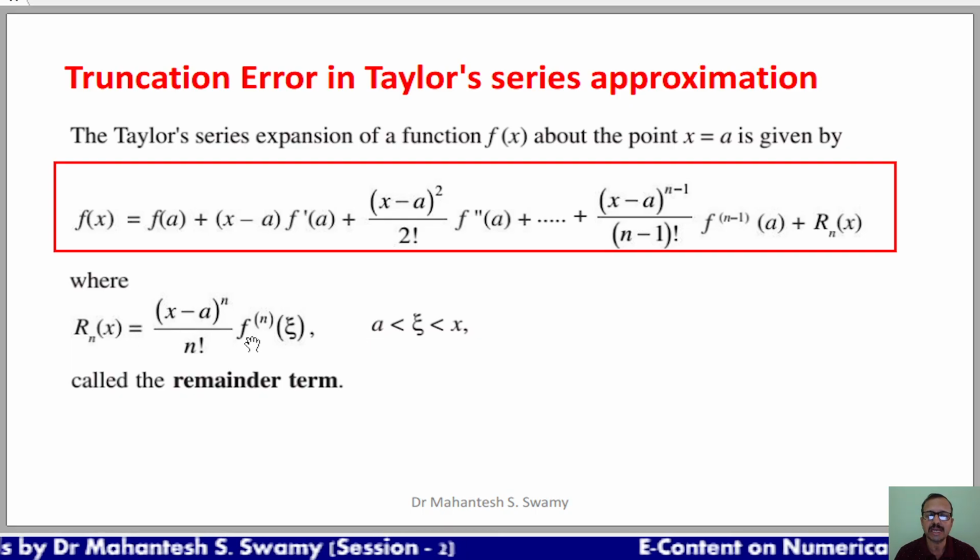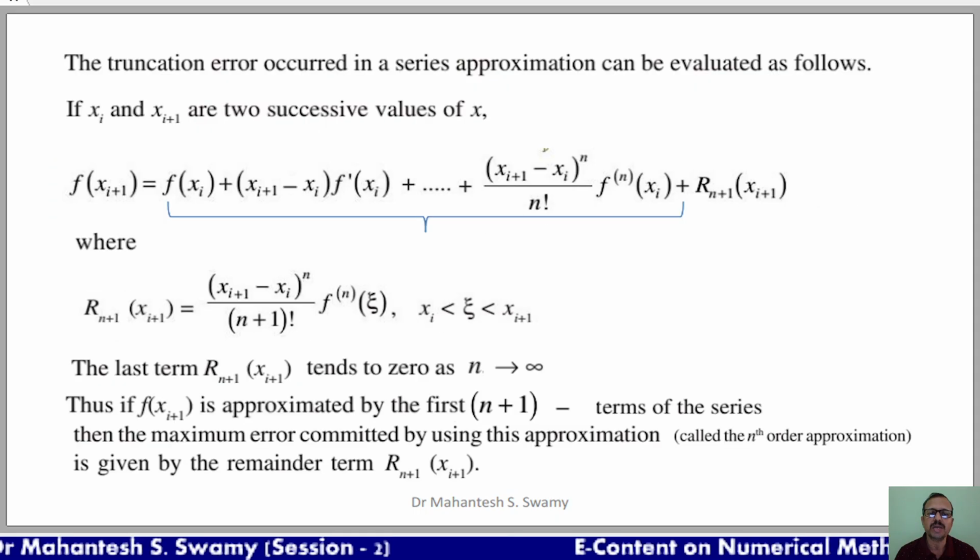So that is the remainder term, and we don't bother about this for the calculation purpose. You see how the calculation is done. You look at what is the truncation error occurred in the series approximation, if xi and xi plus 1 are two successive values of x.